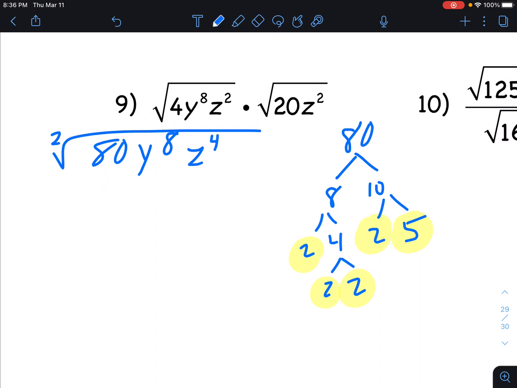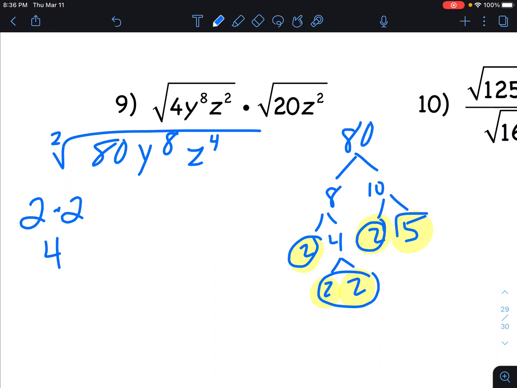Okay, so we need 2 of a kind. So we have a pair of 2's and another pair of 2's. So 2 times 2 will be 4 outside the radical. And then this 5 gets stuck in the radical.